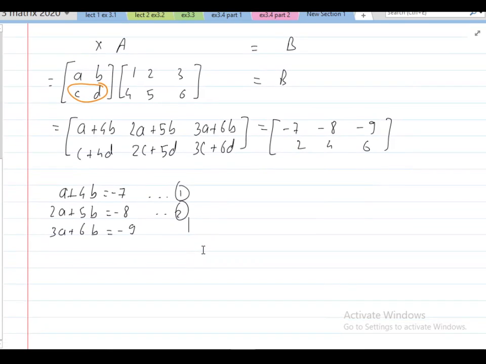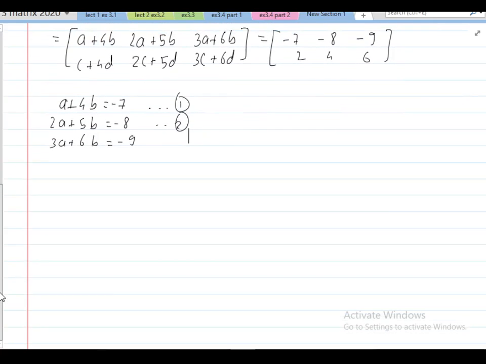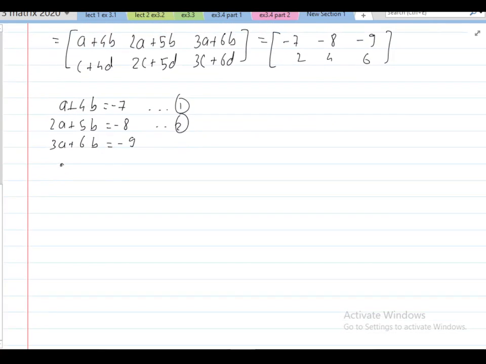How will you solve 1 and 2, beta? Isha? By elimination. Yes, we multiply the first equation by minus 2. So the second equation will be 2A plus 5B is equal to minus 8. Let's multiply by 2. So it will be 2A plus 8B is equal to minus 14 minus 40.